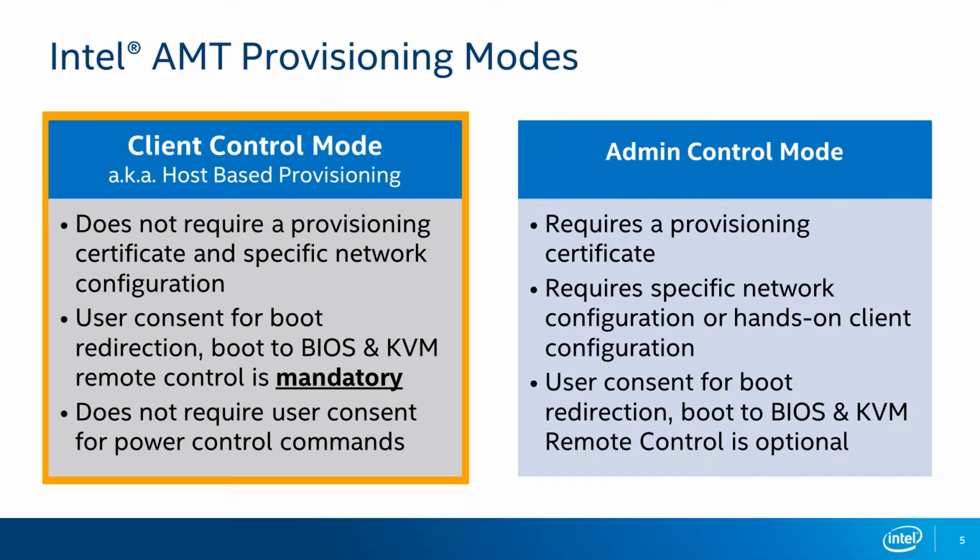Now, when you're activating Intel AMT on remote devices, especially those on networks that you don't control, you're going to need to use the client control mode to activate AMT. It doesn't have the stricter network and certificate requirements that come with admin control mode and is designed specifically for these kind of scenarios. One thing to keep in mind, though, when you do activate in client control mode is that user consent will be mandatory for certain functions in AMT like KVM remote control. However, user consent isn't required for other functions such as power control commands.